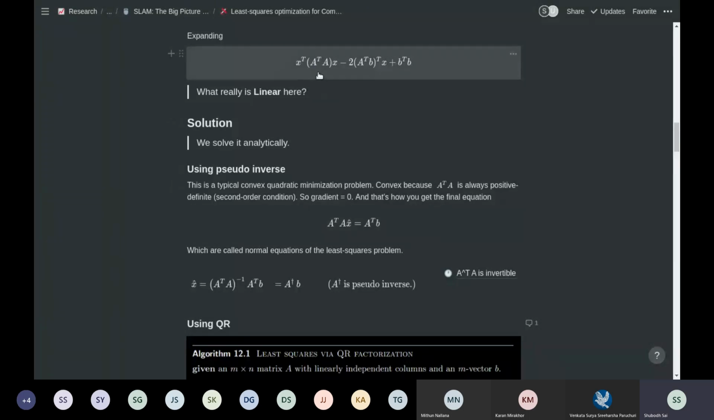Let me not give a high school analogy. You'll have to read it as it is, because you need to know matrix calculus. When you take a derivative of this, you end up with 2 A transpose A X, and when you take a derivative of this, it will be minus 2 A transpose B equated to 0. 2 gets cancelled. A transpose A X is equal to A transpose B. These are called the normal equations of a least squares problem. That's the name.